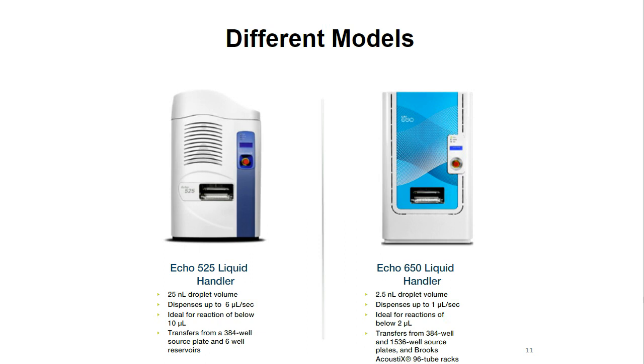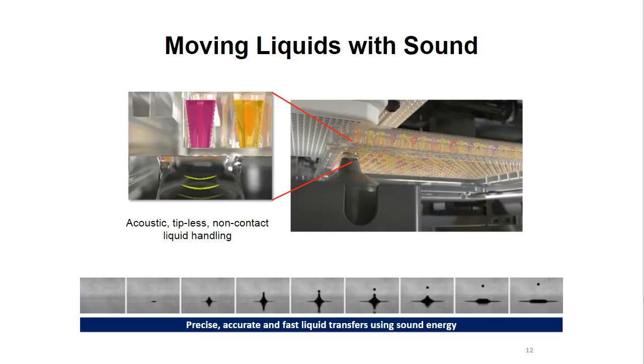As you can see on this slide, the technology is based on acoustics. It is tipless, and there is no contact with the liquids. In the top left corner, you see the source plate with 2 different solutions. One that has a color purple, and the other one is yellow. Just below the purple solution, you see the acoustic system that is going to produce the small droplets that are dispensed into the destination plate.